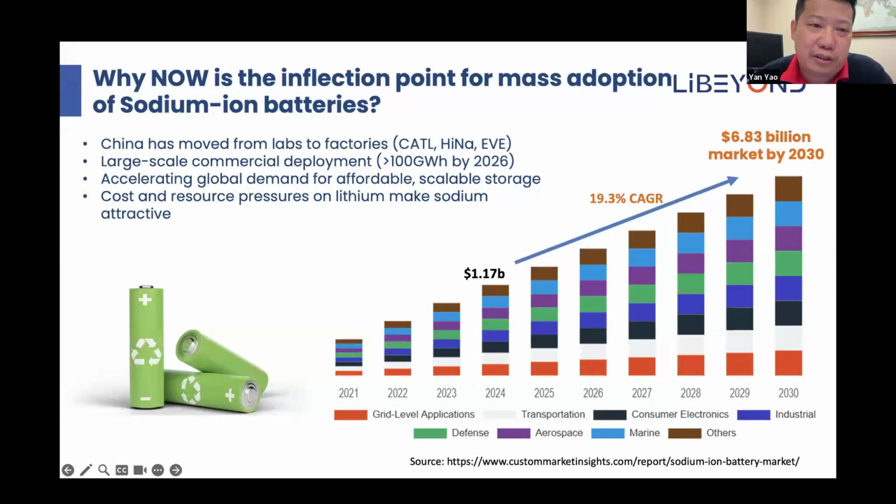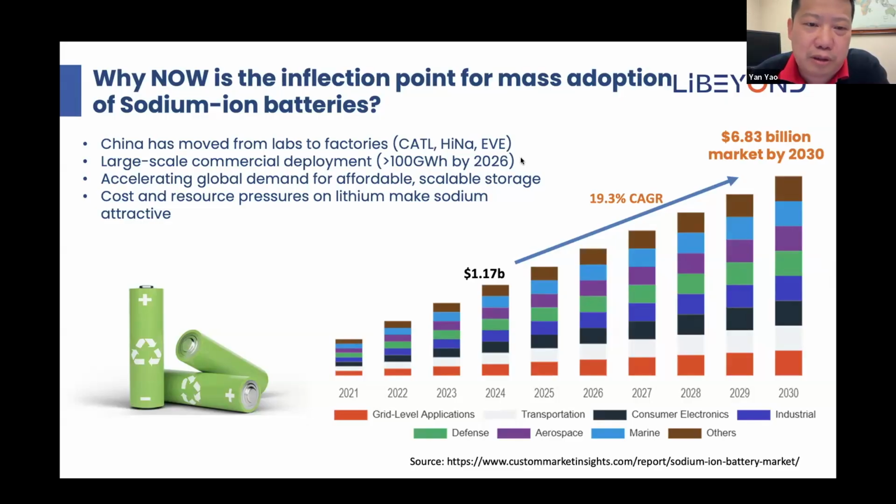Sodium-ion battery research actually started in the 1960s, before lithium-ion batteries, but why now is the inflection point for mass adoption of sodium-ion batteries? Last year, 2024, was the year of sodium-ion batteries because many Chinese companies have already moved from labs to factories, such as CATL, Hainan, and Eve Energy. There are big lithium-ion battery makers in China. There is also large-scale commercial deployment expected to be more than 100 gigawatt-hours for sodium-ion batteries in 2026.